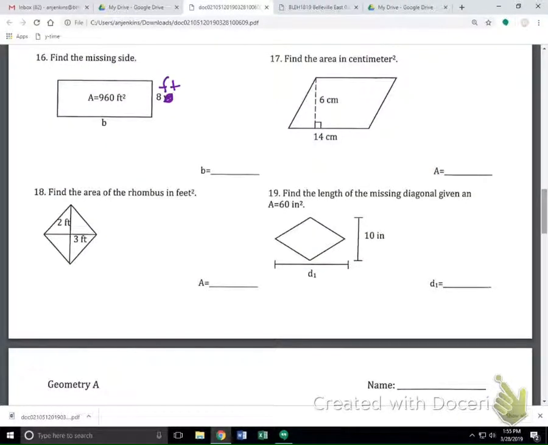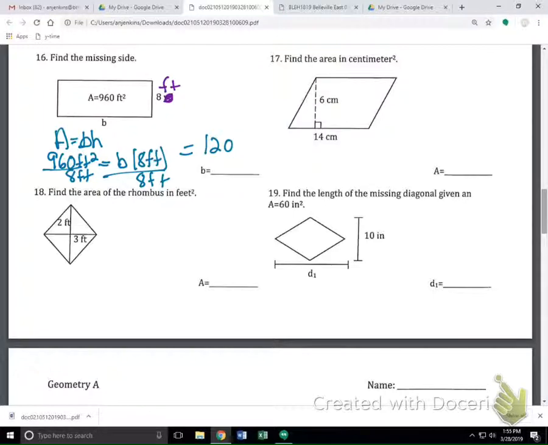So we have the area, and now we have to find the base. So area of a rectangle is what formula? What's the formula for area of a rectangle? It's just base times height, yep. So you have 96 feet squared equals base times my height of 8 feet. We got to get that b all by itself. What do we do? We divide the 8 over. Yep, we divide by 8 feet. You end up with 12 feet.